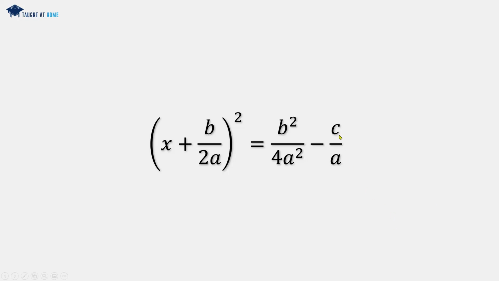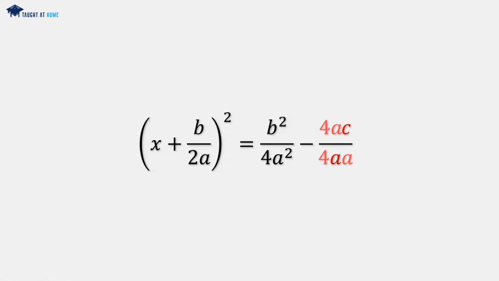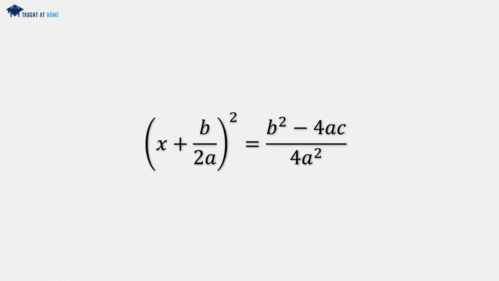And now what we're going to do is combine these fractions, and we have to find a common denominator. So what would you have to multiply a by to get 4a squared? We'd have to multiply a by 4a. So you'd have to multiply top and bottom by 4a. And now we've got the same denominator. And we combine those. Now we've got b squared minus 4ac all over 4a squared. We're not too far away.